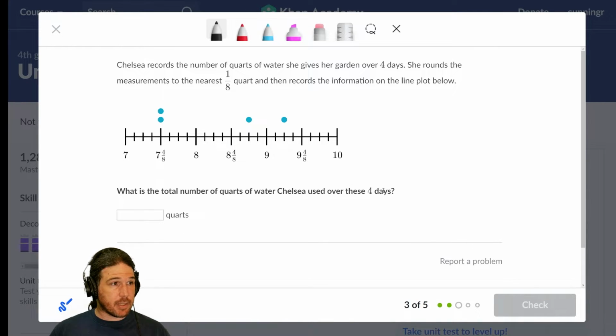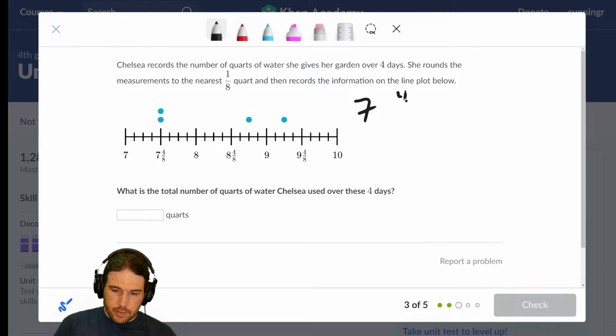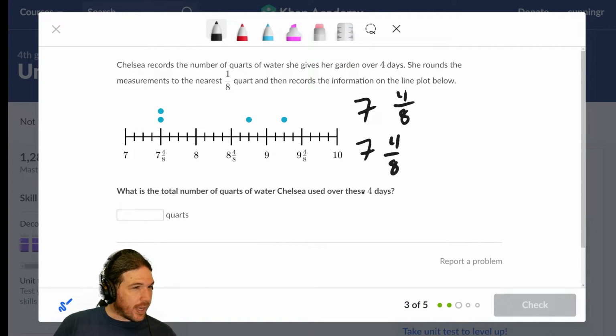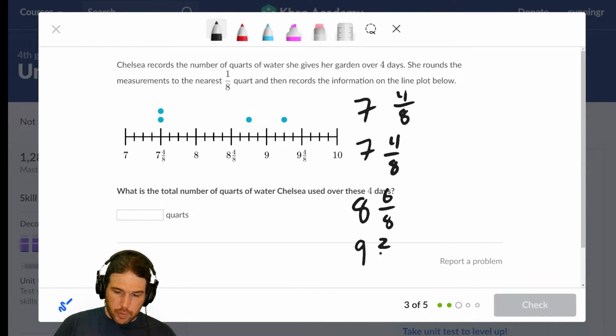Now this one's going to take some doing. So we have 7 4/8. We've got 7 4/8. We've got 8, 5, 6, and 6/8. And we've got 9, 1, 2, and 2/8.